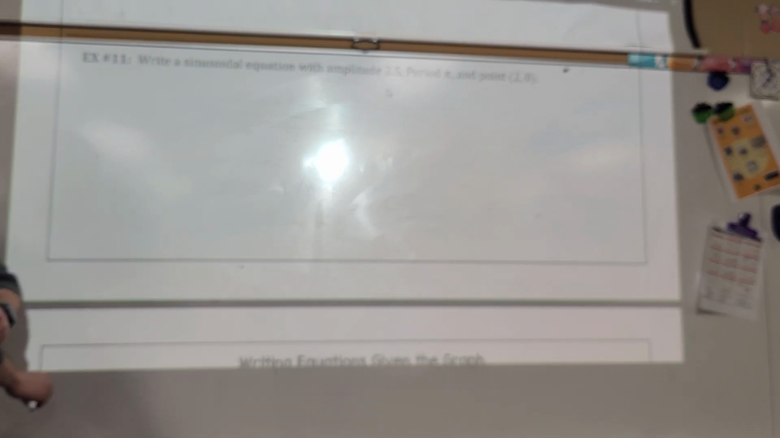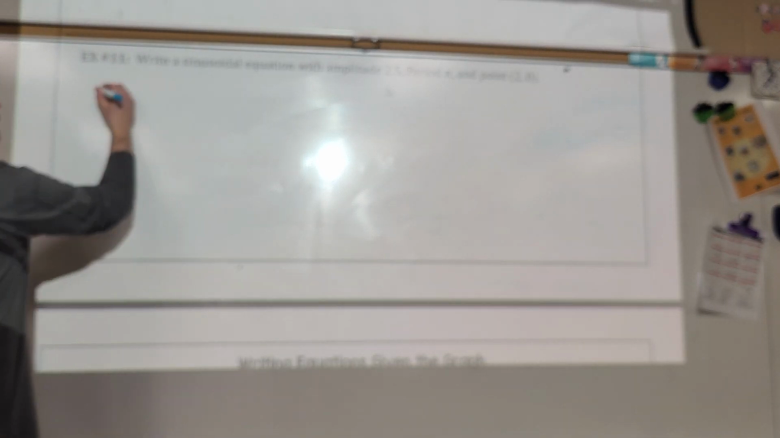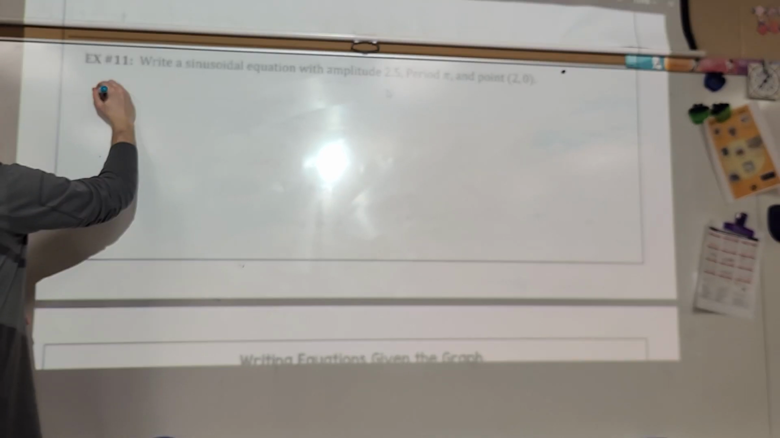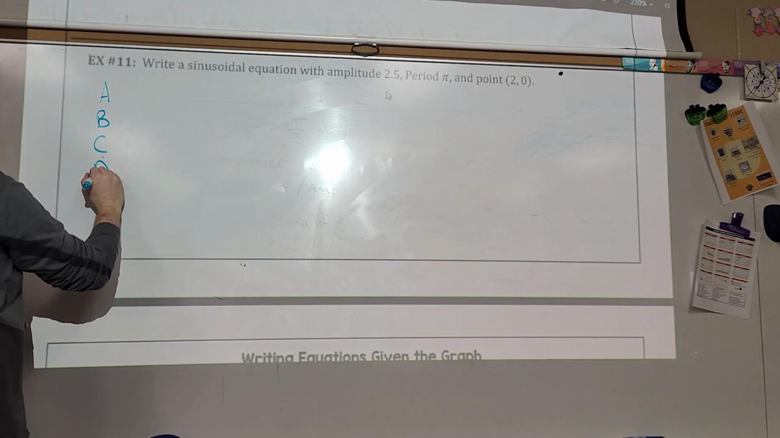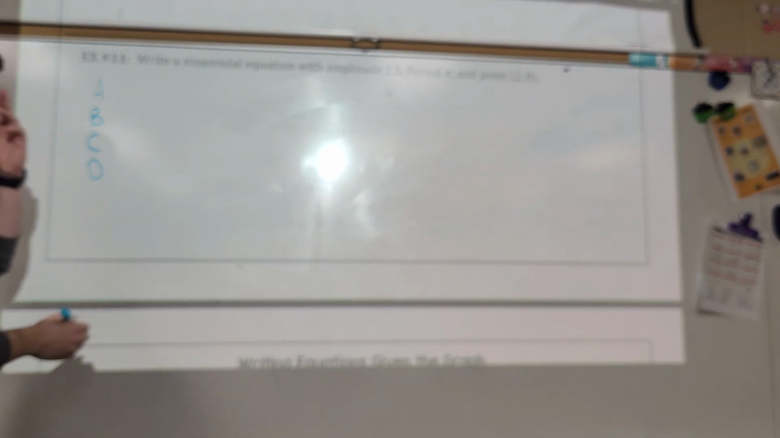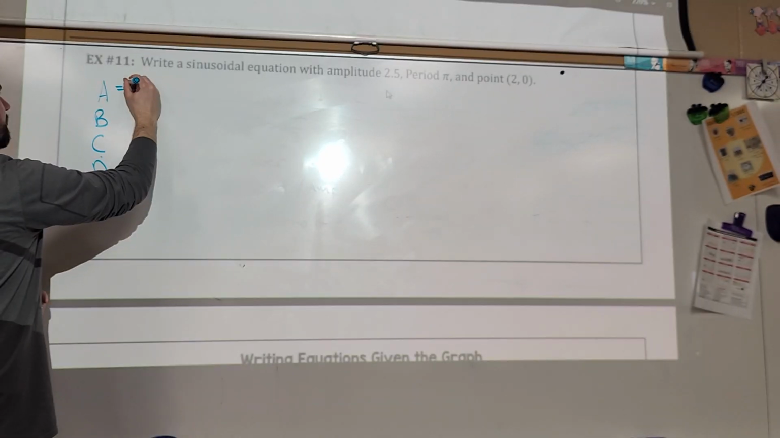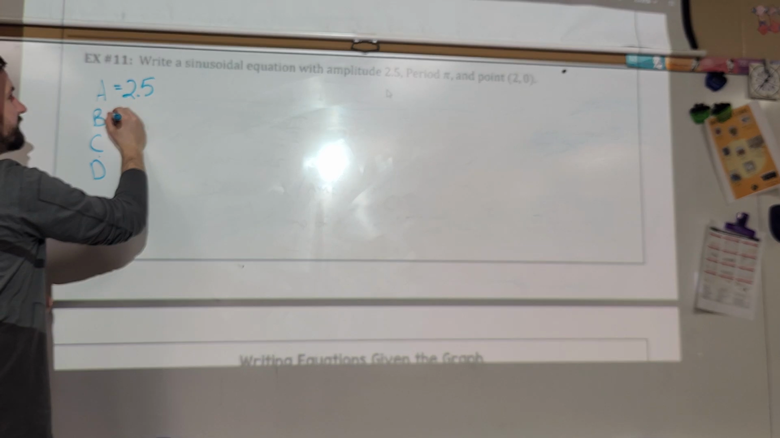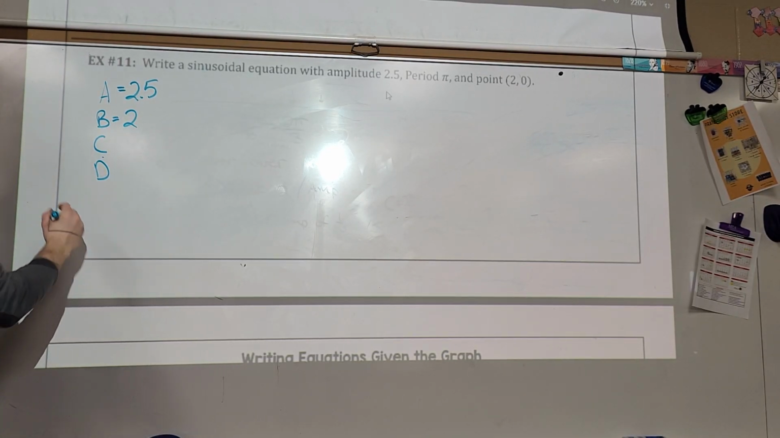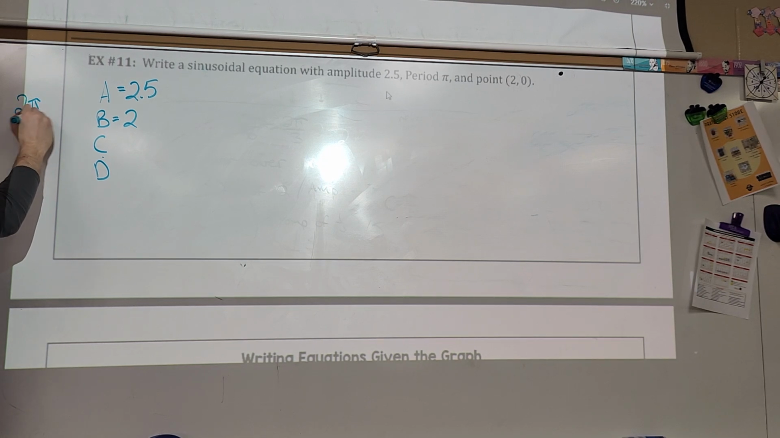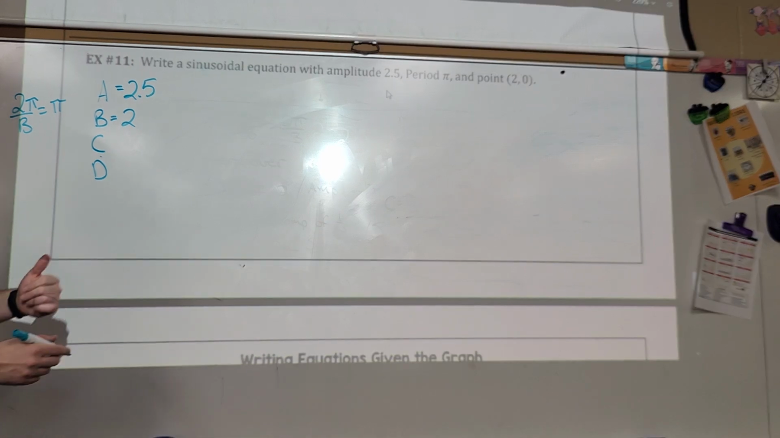All right. So I need to find my A, B, C, and D, right, for my equation. What's my amplitude? That's easy. What's my B going to be? 2, because 2 pi over B equals pi, right? So what's B have to be? 2, right? So I know that.